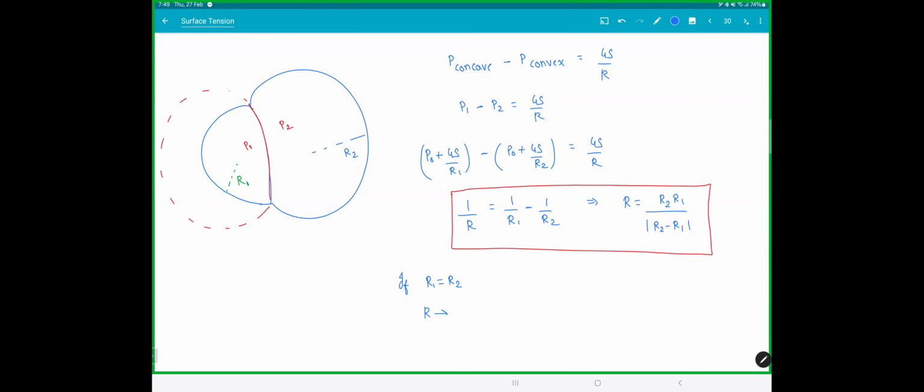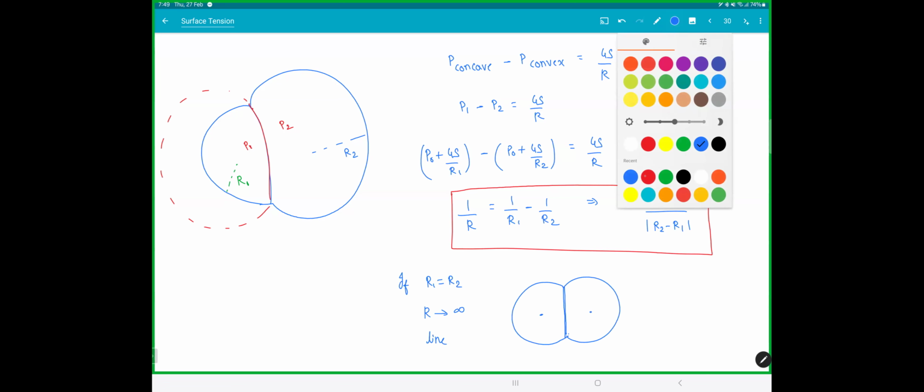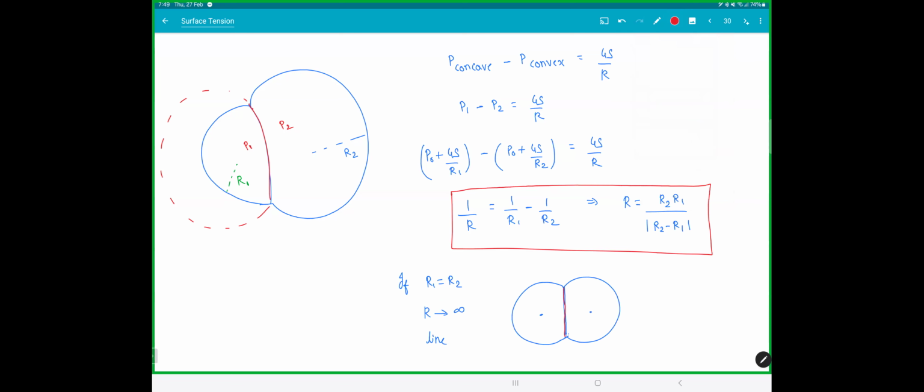Now suppose R1 becomes equal to R2, then you get the interface R tends to infinity. What does R tends to infinity mean? It's a circle with infinite radius. Straight line. So the interface becomes like this. We have two bubbles of equal pressure. It will become a line like this. So a straight line is a circle with infinite radius, which will tend to infinity. That is the meaning of this. It becomes a line. Clear? Keep that in mind.